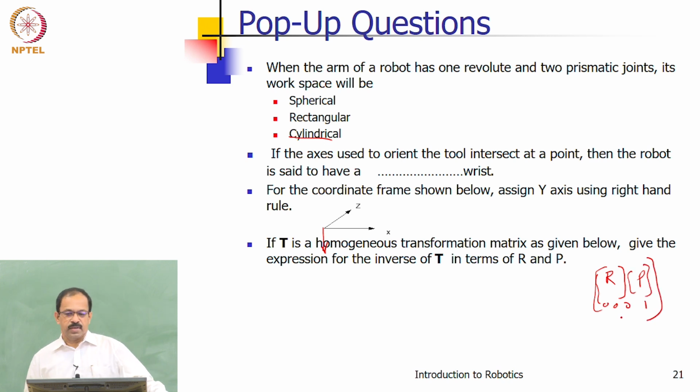If this is T, what is T inverse? R transpose, minus R transpose P, right? So that is the inverse of this matrix.